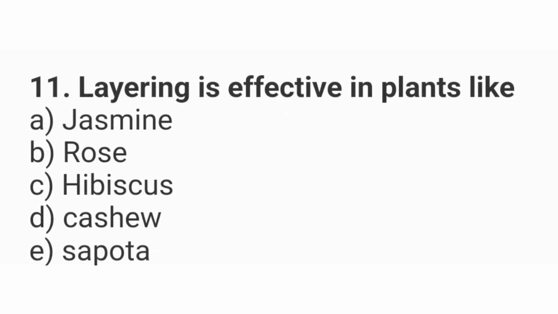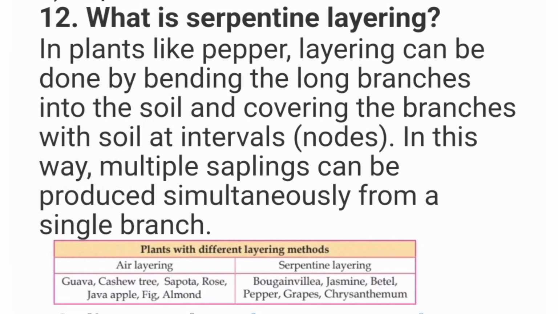Question number 11. Layering is effective in plants like. Answer: jasmine, rose, hibiscus, cashew, sapota. Question number 12. What is serpentine layering? Answer: in plants like pepper, layering can be done by bending the long branches into the soil and covering the branches with the soil at intervals or nodes. In this way, multiple saplings can be produced simultaneously from a single branch.